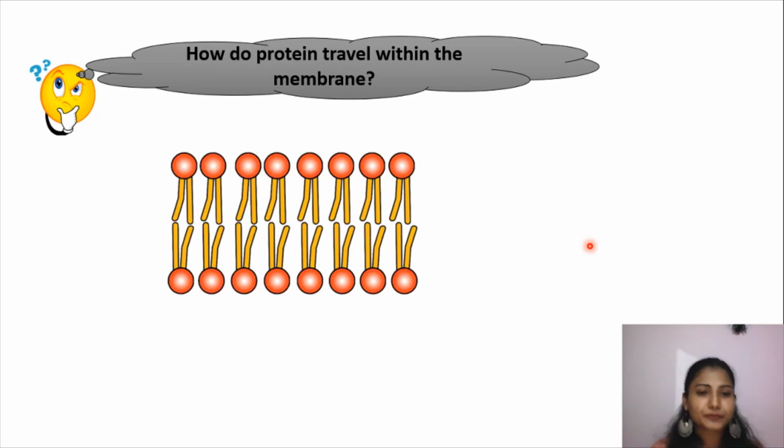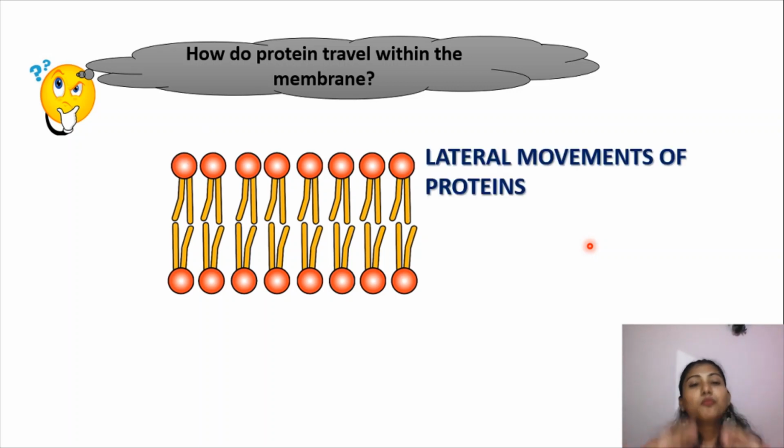So let's see here. We have the cell membrane. Now this is the protein molecule. The protein molecule moves laterally. It is moving laterally. Therefore, the protein molecule within the cell membrane undergoes lateral movement.